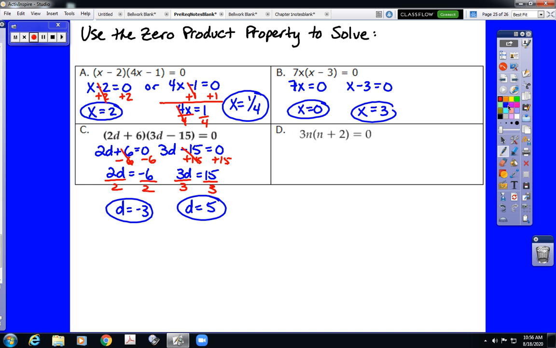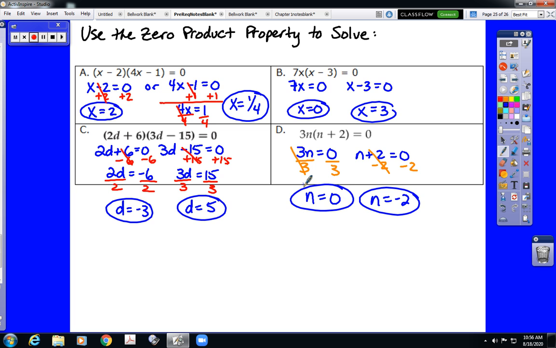We're going to split those two things that are being multiplied up, and we are going to set them equal to 0. So 3n equals 0, or n plus 2 equals 0. Solve. So here we would divide by 3. Here we would subtract 2. And we would get the answers n equals 0 and n equals negative 2.